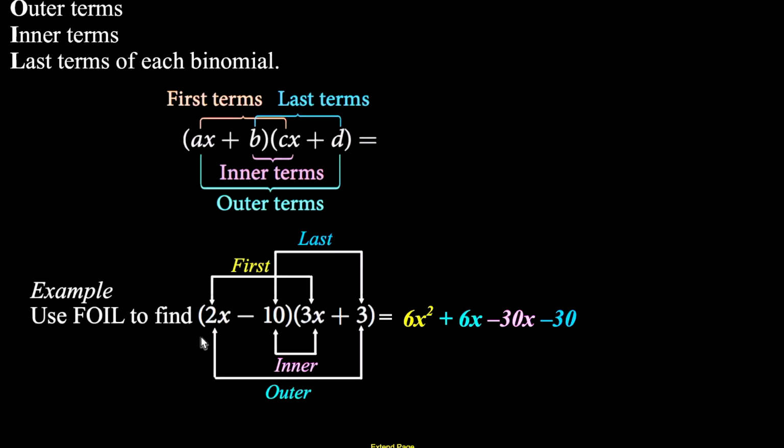Our outside term in red here is 2x and plus 3, giving us 6x. Our inside term in green here is a negative 10 and a positive 3x. Keep in mind that you're using whatever sign you have to the left of the number. That gives us a minus 30x. And our last term is negative 10 times a positive 3 for a negative 30. And then we need to combine those outer inner terms. Those outer inners will always combine. And so we get 6x squared minus 24x minus 30 as our final answer.